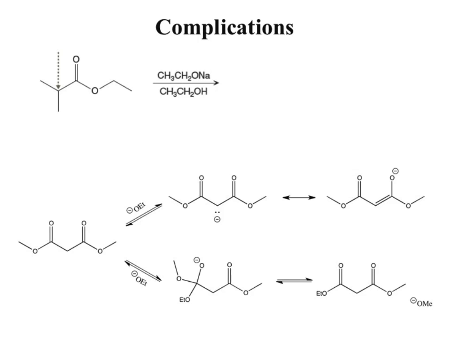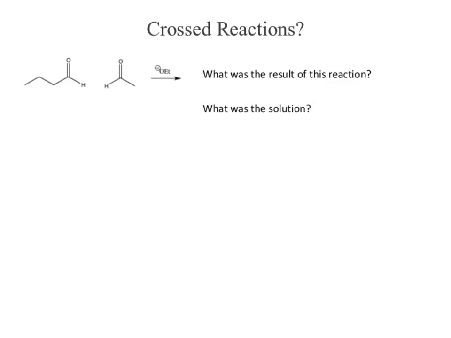Okay. Where we will start on Wednesday is looking at our crossed reactions. Remember with the aldol, when we had different starting aldehydes and ketones, we had to be very careful with what we used because that could generate multiple products, multiple nucleophiles, multiple electrophiles. The same issue pops up with our Claisen reactions.